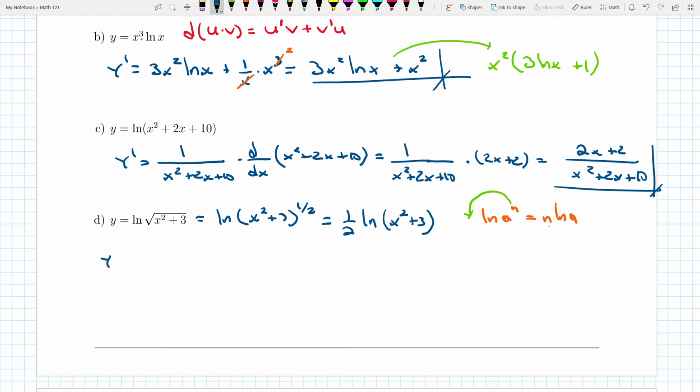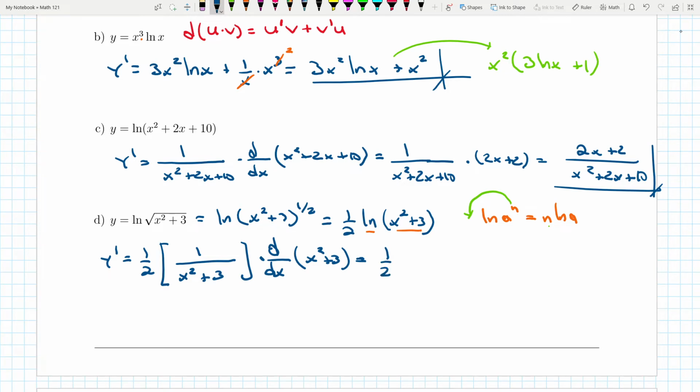So that's y prime equals 1/2 times, notice in this case we have ln of u, so that is 1 over the quantity u, which is x squared plus 3, times the derivative with respect to x of the quantity u, which is x squared plus 3. And in this case, what's that going to be? So we're going to have 1/2 times 1 over x squared plus 3 times the derivative of x squared plus 3, which is 2x.